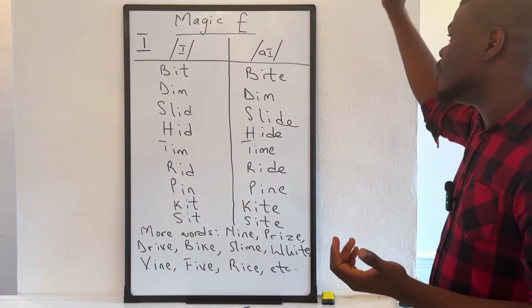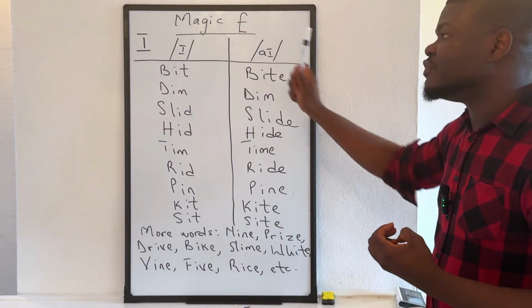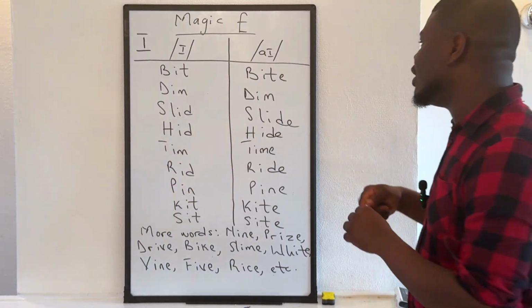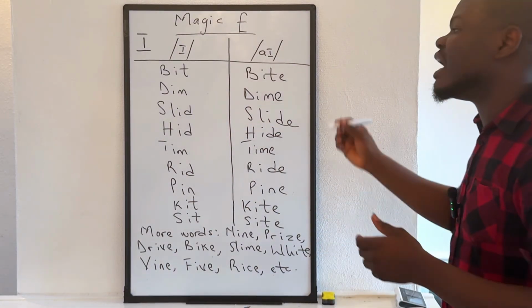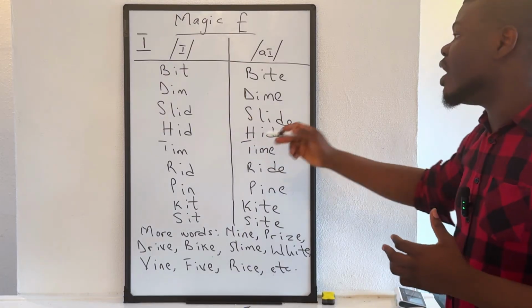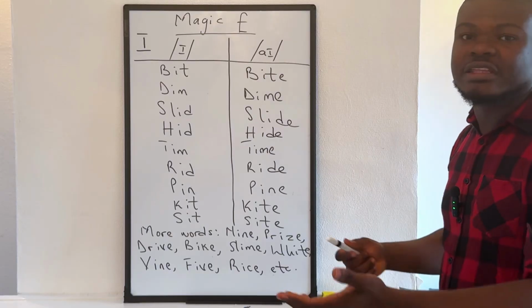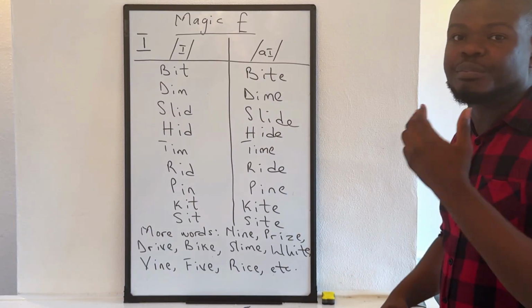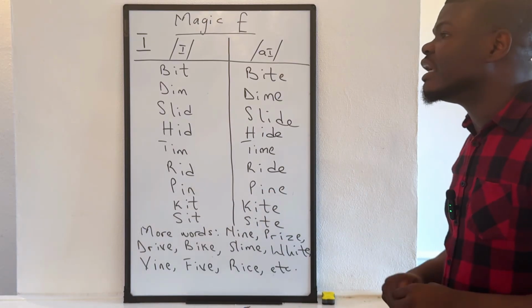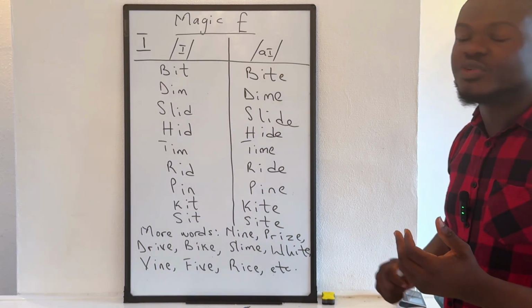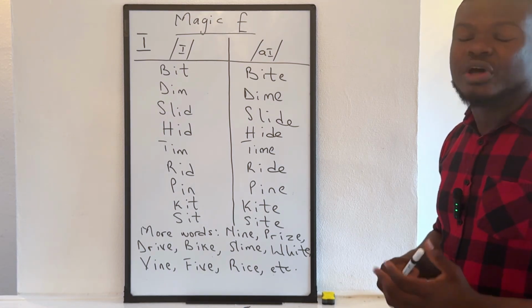Yeah? So we've got, instead of bit, we've got bite. Instead of dim, we've got dime. Oh, sorry, I missed that. Yeah, dime. Instead of slid, we've got slide. Instead of hid, we've got hide. Instead of Tim, we've got time. Instead of rid, we've got ride. Instead of pin, we've got pine. Instead of kit, we've got kite. And instead of sit, we've got sight. That's the letter I plus the magic E for you.